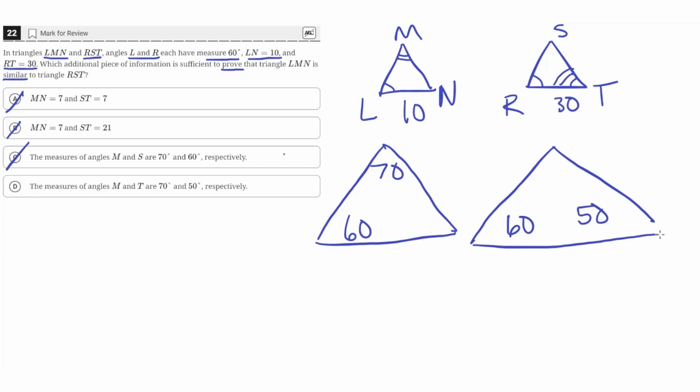Now that we know two angles in both triangles, we can solve for the third angle. Since all the angles in a triangle have to add up to 180, this angle here has to be 50 degrees. And the same in this case: 180 minus 60 is 120, 120 minus 50 is 70. So now we can see that when M and T are 70 and 50 degrees respectively, all three of the angles are the same, which is enough information to show that LMN and RST are similar triangles. So D is the correct answer.